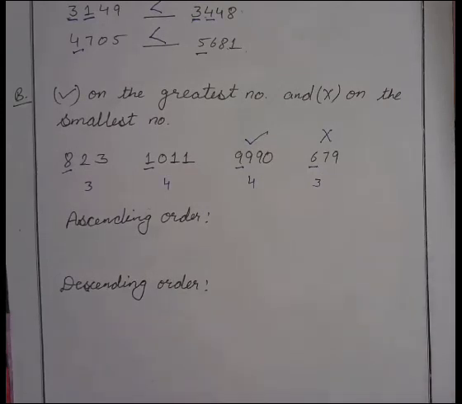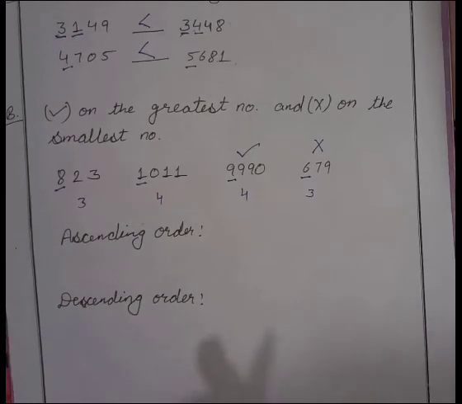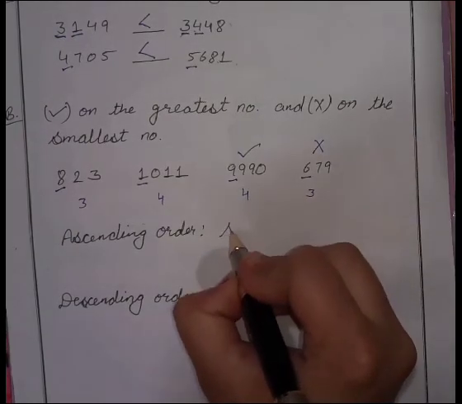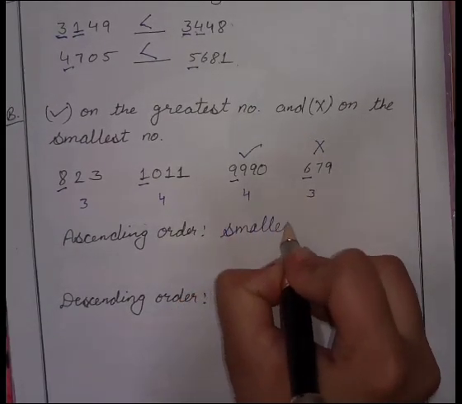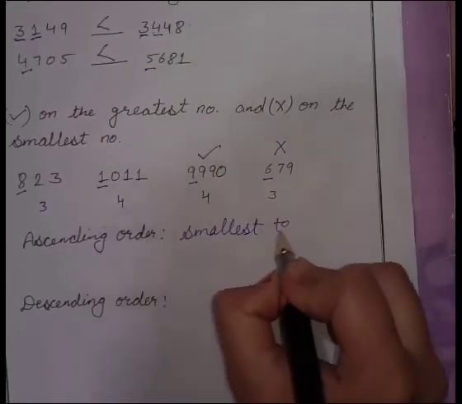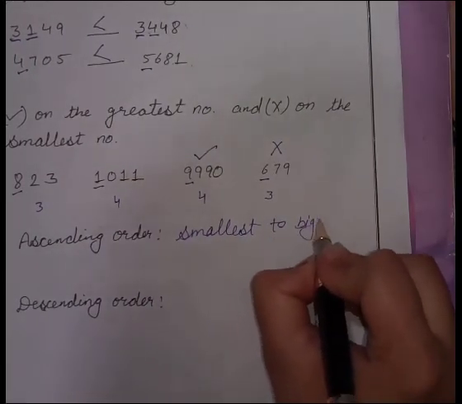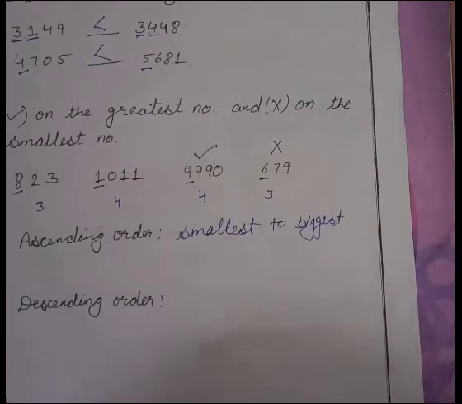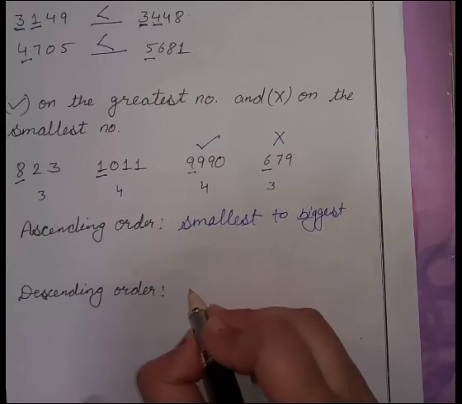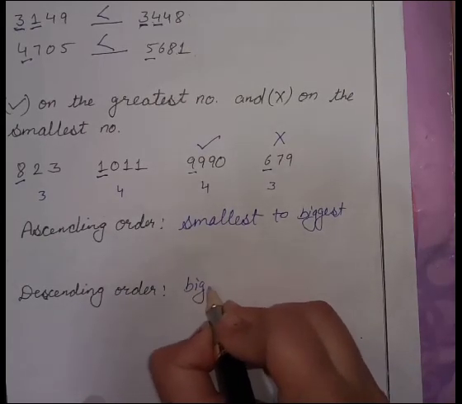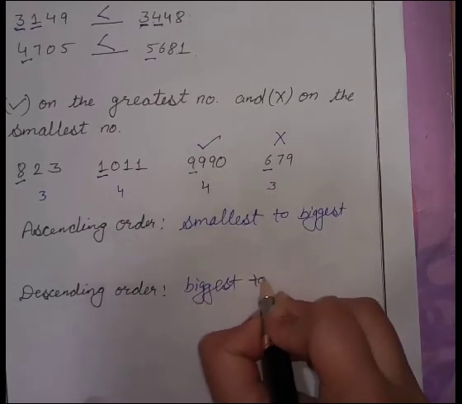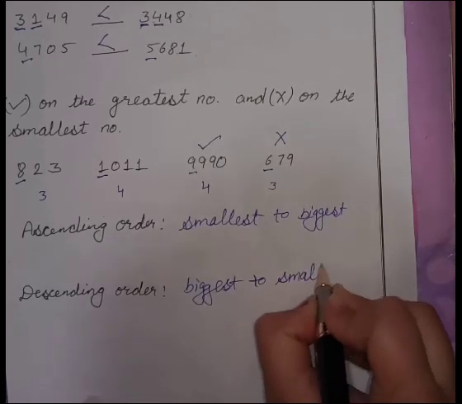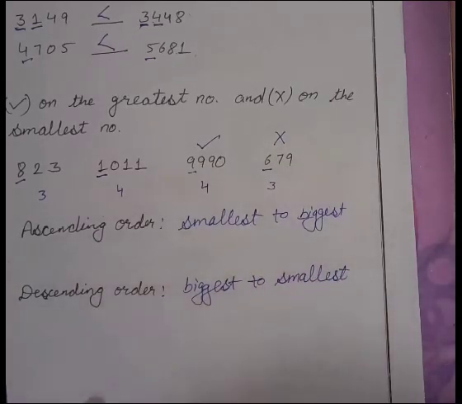How will we write in ascending and descending orders? In ascending order, we always go from smallest to biggest. Okay, छोटे से बड़े की तरफ. And in descending, we always go from biggest to smallest. Clear?